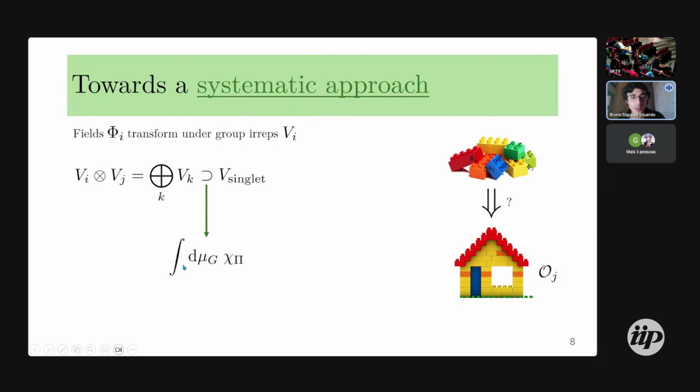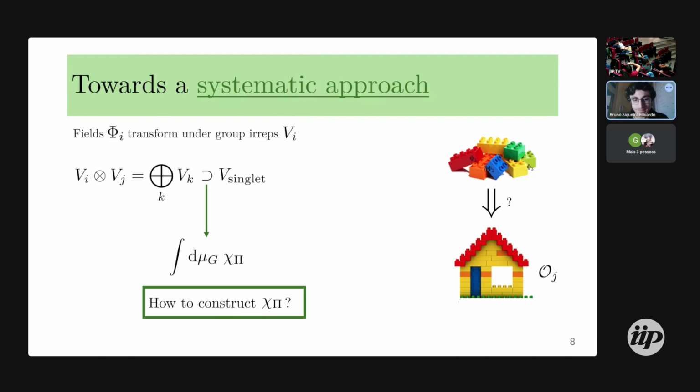So when you perform this integral, it turns out you can select singlets. And this is a beautiful and well-known result in mathematics. But people realized that you can use that in physics and to construct EFT bases. And pretty efficiently, by the way. So the question has now turned to constructing this big character, the character of the operators that you want.